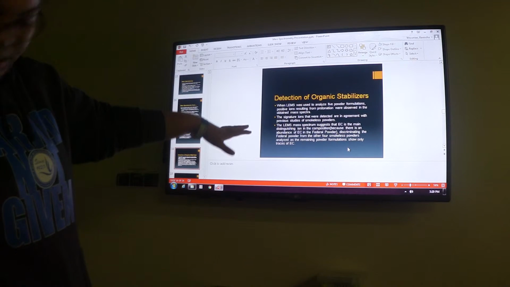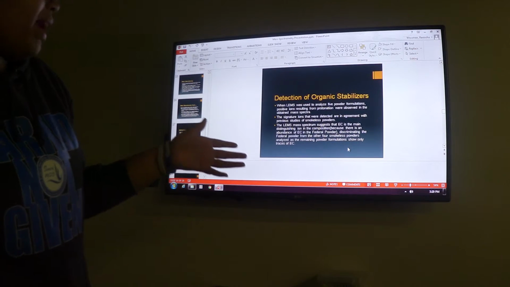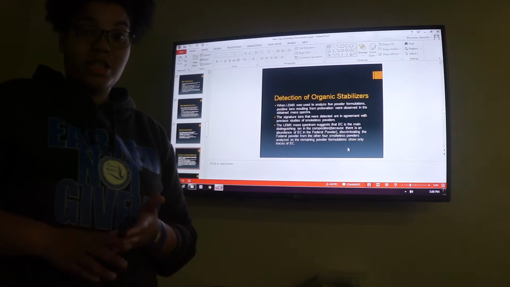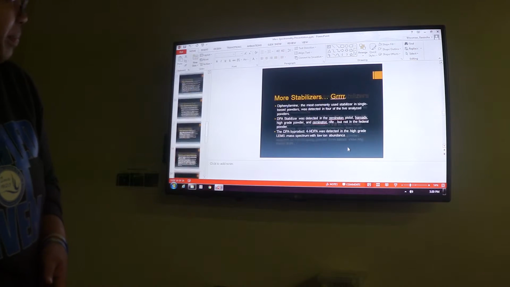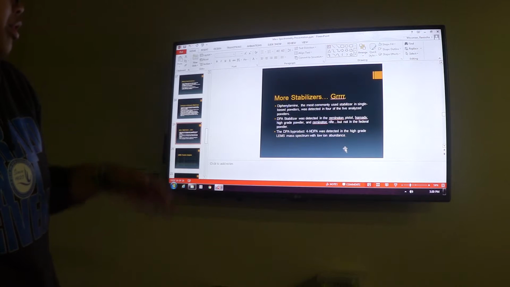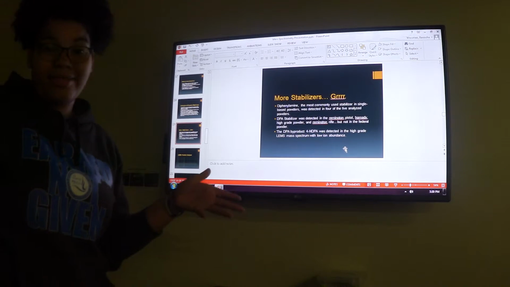I'm going to have to skip through this because I'm running low on time, but the LIMS spectrum suggests that EC is the main distinguishing ion in the composition that for sure lets you know that a smokeless powder was being used. Also, another huge stabilizer found in the data was DPA, which is diphenylamine.